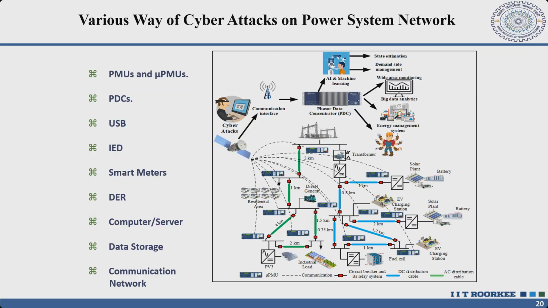We also have computer servers and data storage. For example, at the distribution level, the discom gets the data from all the HT consumers, industrial consumers, and commercial consumers like malls. They send the data to the discom, and the discom has a separate unit known as the meter energy management device, where they collect the data. So there also data storage is there, and any attacker can hack that data, right? So that is also a vulnerability. And of course, the communication network.